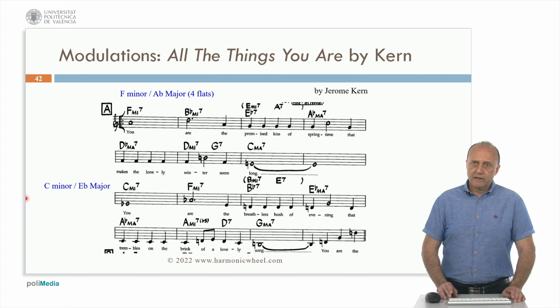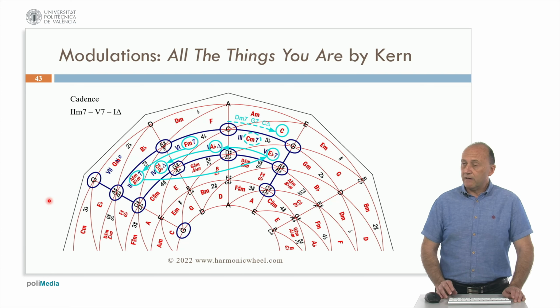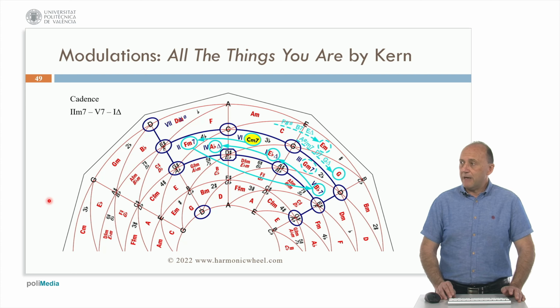The next example is a tonal composition, All the Things You Are, but including modulations. It starts in F minor, A flat major, and then it modulates to C minor, E flat major. We can represent the harmonies on the harmonic wheel. The first section starts with F minor, and then the cadence 2, 5, 1, and other chords of this key. And then it modulates to the next key on the right, that is starting with C minor, and then the cadence 2, 5, 1, and other chords in this key.